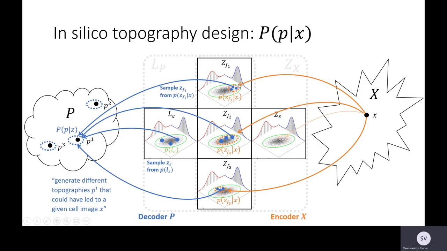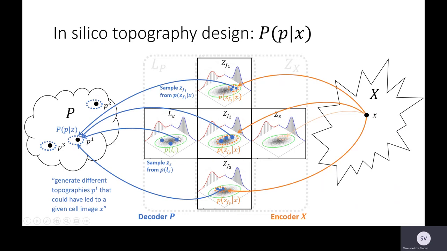We get some region in the space ZF1, ZF2, and ZF3. And the region, for example, here, the orange one, corresponds to a distribution of ZF1 given X. Then we would like to generate topographies. We take a single point from this region, and from this region. And also, we take a point from the space L epsilon, which corresponds to the variation in topographies that is not related to its influence on images, on cells.